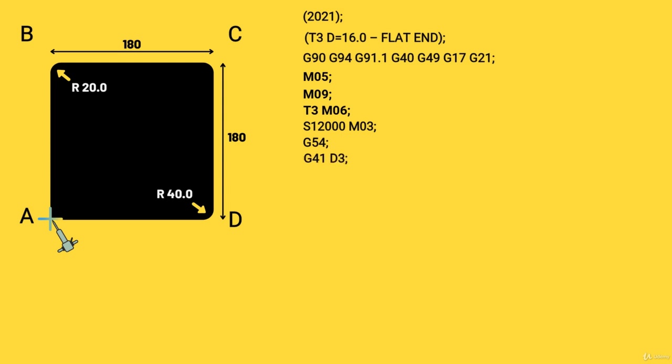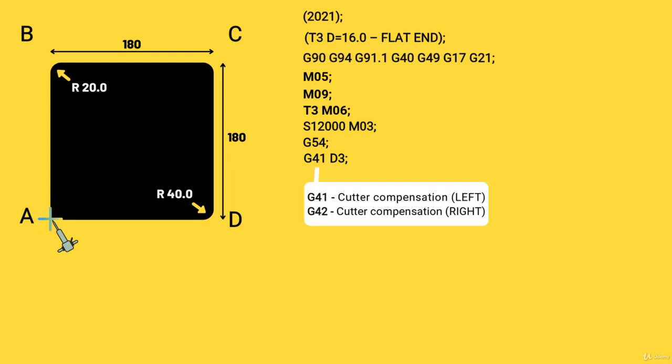Now here we have G41. G41 adds cutter compensation so that the cutter goes to the left of the component, whereas G42 would go to the right of the component as we are cutting. The D3 gives the diameter or radius of our tool.